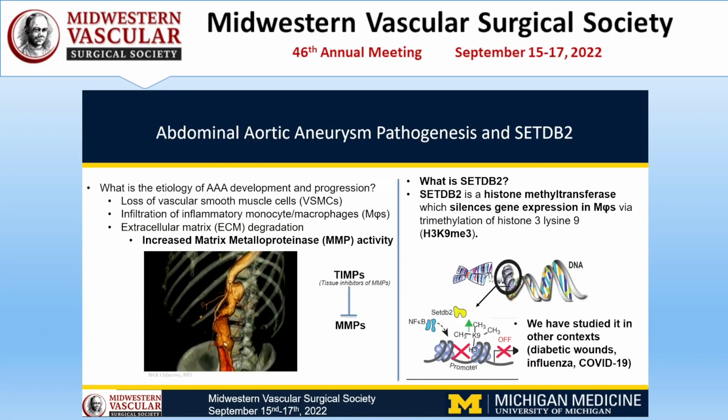Nothing to disclose. So abdominal aortic aneurysms are characterized by a number of morphological features, including loss of vascular smooth muscle cells, as well as increased expression and activity of the matrix metalloproteinases. And these within the abdominal aortic aneurysm wall are inhibited by tissue inhibitors of MMPs, or TIMPs.